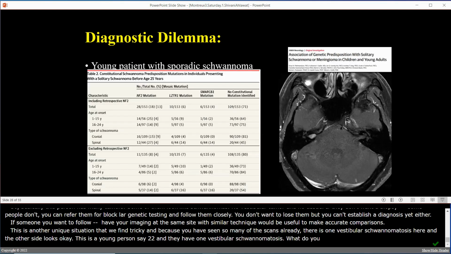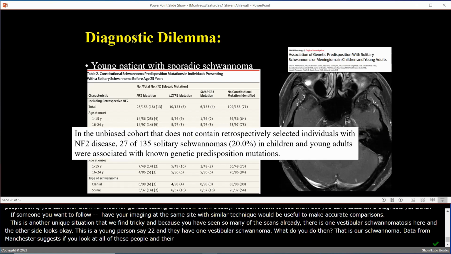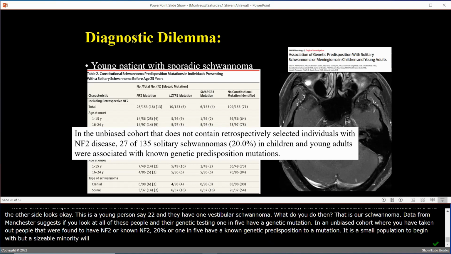So that's our schwannoma. Data from Manchester suggests that if you were to look at all of these people and their genetic testing, about 1 in 5 may have a genetic mutation. So they say that in an unbiased cohort, where you've taken out people that were eventually found to have NF2 or had known NF2, about 20% or 1 of 5 will have a known genetic predisposition mutation. So it's a small population to begin with, but even then, a sizable minority will have a syndrome that was unknown previously.